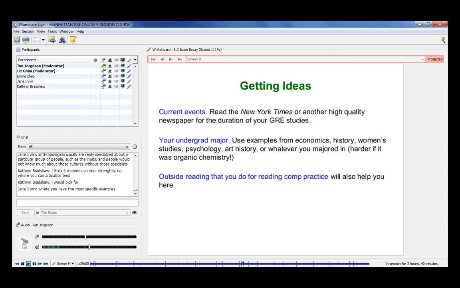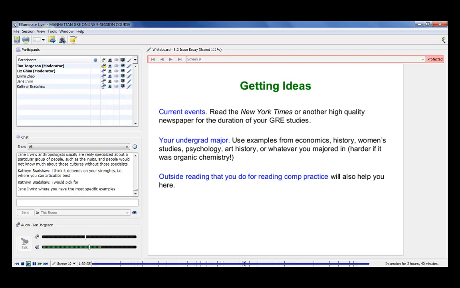Couple of final points to make. Getting ideas, current events is great. So just keep up to date with that. Doesn't really matter where you get it. New York Times, Wall Street Journal, Washington Post, those sorts of, The Economist. Depending on what you studied, you might be able to use stuff that you used in college. Especially history is great, but there's a lot of other things that are good as well.